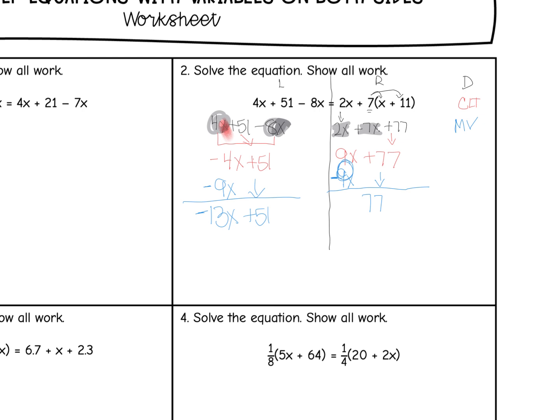My next step is going to be add or subtract. Adding or subtracting is when we now start moving our constants. So now that I have the variable on one side, I need to look at that same side where my variable is and ask myself, do I have a constant? Well, yes, right here I have this plus 51. I need to move that to the other side. So what do I need to do to a positive 51 to make that 0? Well, I am going to subtract 51.